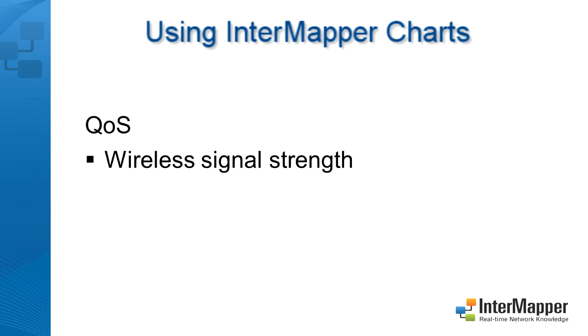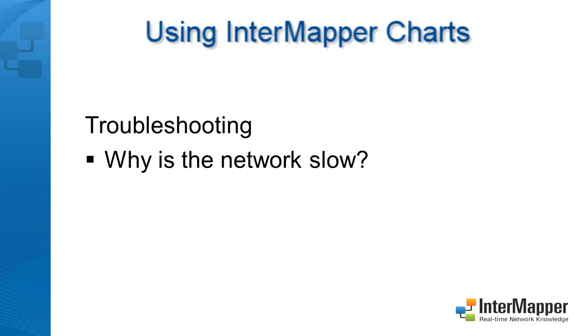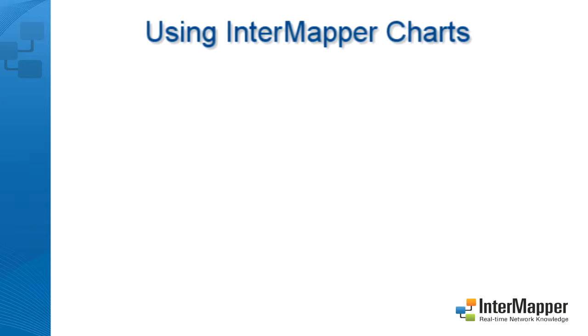Use the wireless probes to chart signal strength. Use the Cisco IP-SLA jitter probe to chart jitter and latency on your video cameras. To troubleshoot your network. Find out why the network is running slowly. Identify spikes in use or traffic hogs. Identify areas needing load rebalancing.